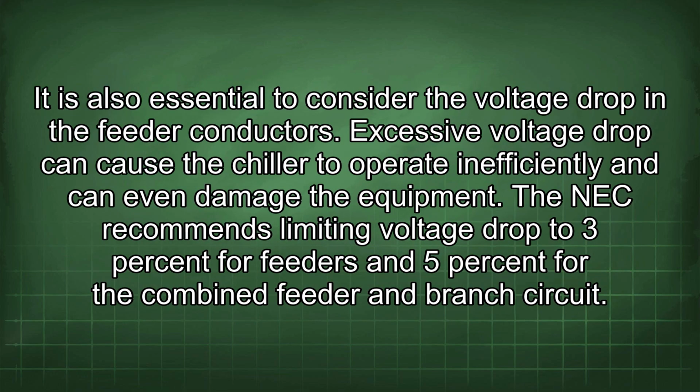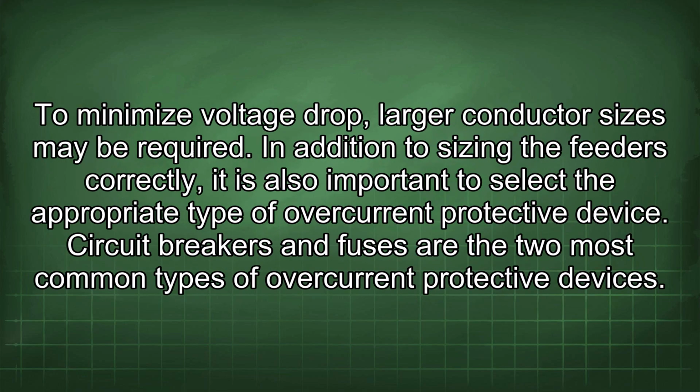It is also essential to consider the voltage drop in the feeder conductors. Excessive voltage drop can cause the chiller to operate inefficiently and can even damage the equipment. The NEC recommends limiting voltage drop to 3% for feeders and 5% for the combined feeder and branch circuit. To minimize voltage drop, larger conductor sizes may be required.